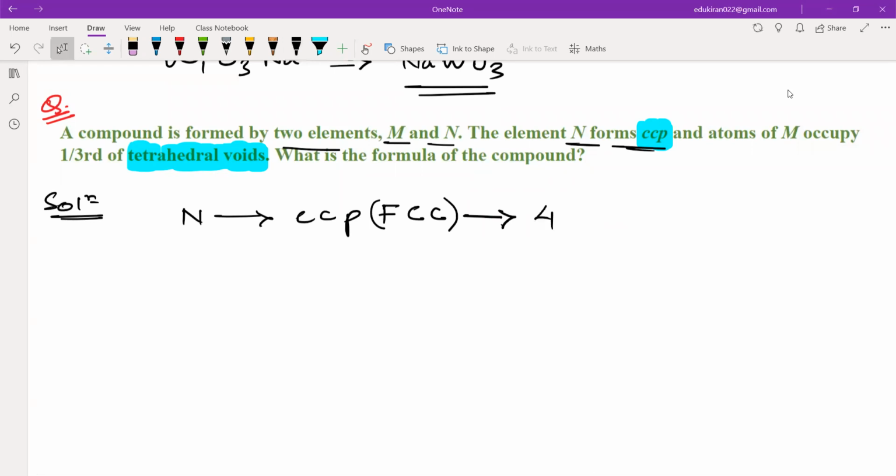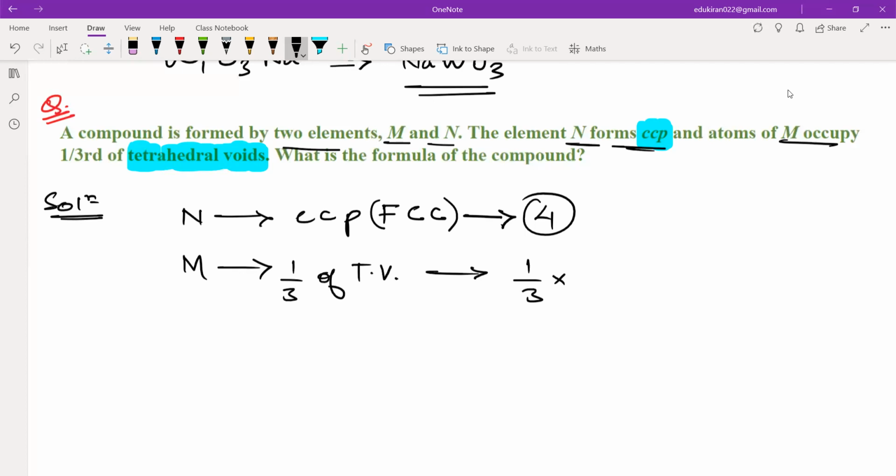Correct. Then they are saying M occupies, and 4 is the number you have got. M occupies 1/3 of tetrahedral voids. So I will write 1/3 into how many tetrahedral voids would be there in face-centered cubic, FCC? 2n, so 8, right? Yes or no? Yeah, this will be 8/3. ठीक है. तो आपका M क्या है? M is 8/3 and N is 4.